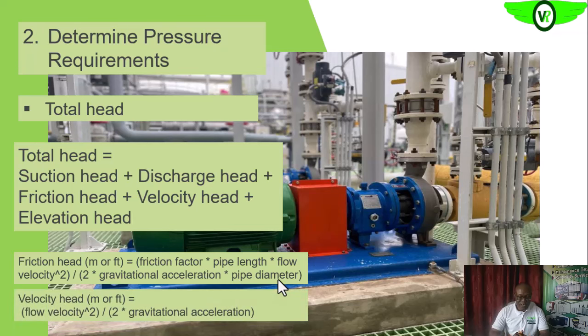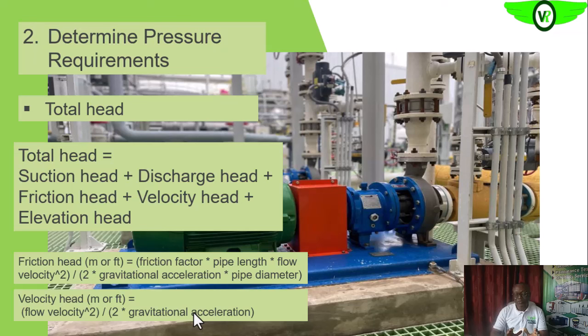Then the velocity head, which is this, is gotten from the flow velocity squared over, that is upon, 2 times the gravitational acceleration. So that will give us the velocity head.